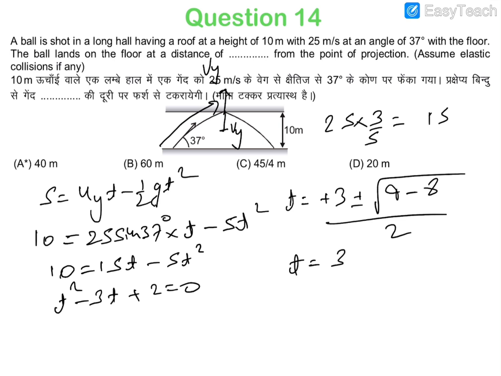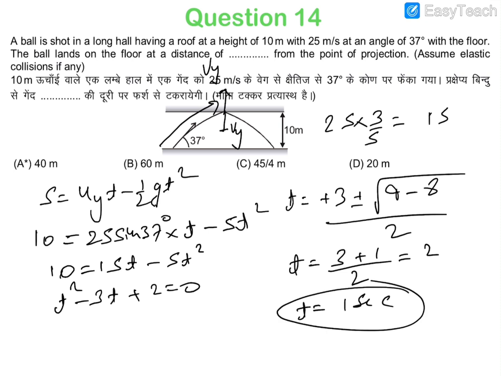So t will be equal to 3 plus 1 upon 2, so this is 2 seconds, and t will also be equal to 3 minus 1 upon 2, which is 1 second. So obviously there would be two times when it would be at 10 meter, but we have to take the first smaller time, because you can see that it is going in the upward direction at the time of ascent.